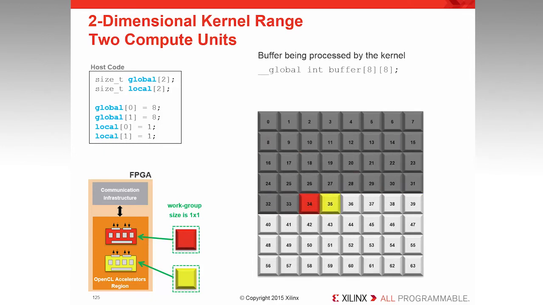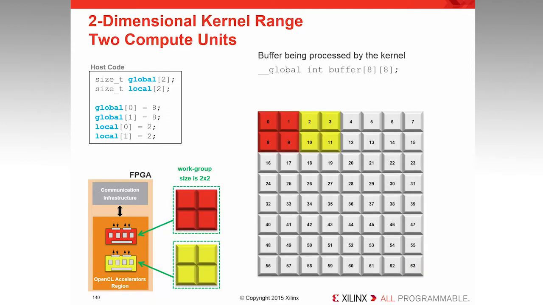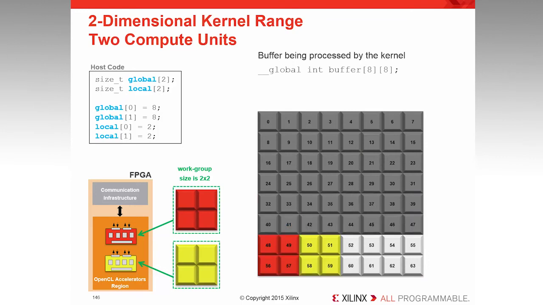Similar to the one-dimensional case, parallelization can be increased by programming the FPGA with 2 compute units. When work group size is increased to 2 by 2, consecutive chunks of 4 elements are processed in parallel by the compute units until the entire array is traversed.